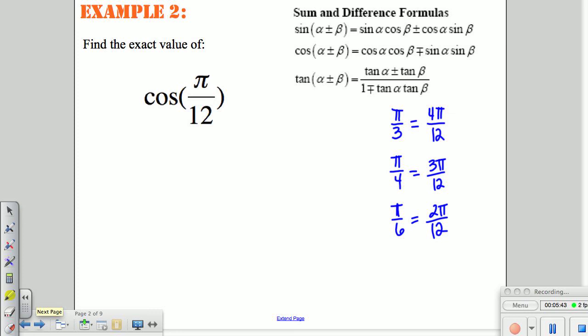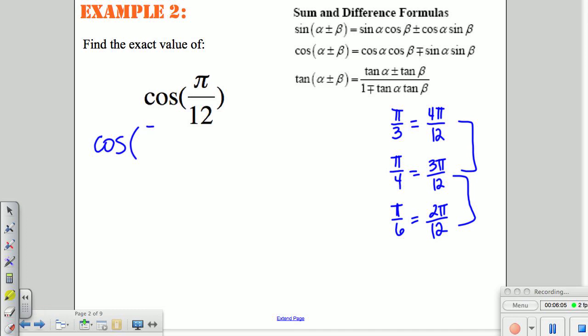Now, I want to know, can I take any of these over here and either add or subtract them to make 1 pi over 12? Right off the bat, I see that I could subtract pi over 3 and pi over 4. That would make pi over 12 if I subtract those. I could also subtract pi over 4 and pi over 6. Either one of those would work.